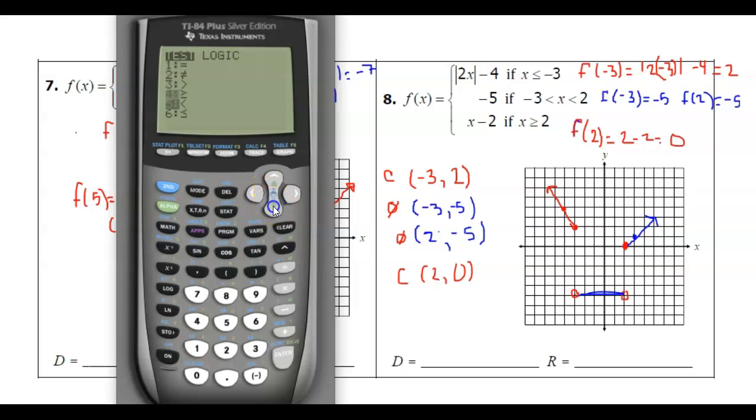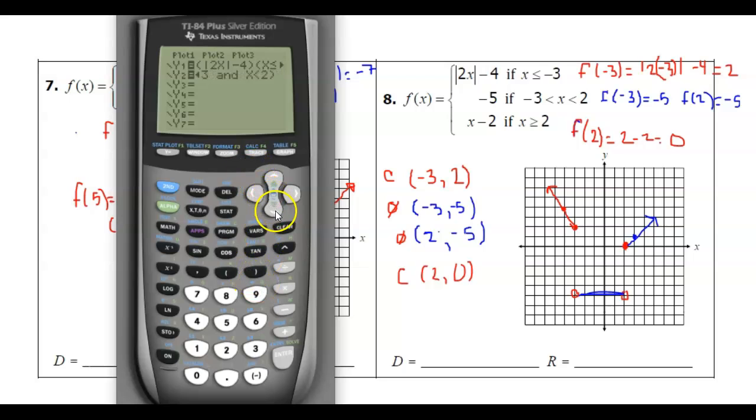I go to greater than, and then I'll do a -3. And then I have to add my conditional statement. I find the conditional statement by doing second test again, but I'm going to scroll over to where it says logic. There I see the word and, so I'm going to hit enter and it pops in. Then I'll do the next part of this statement, which is that x is less than 2. So I'll do x, second test down here to less than, and then I got 2. And I'm going to close my parentheses.